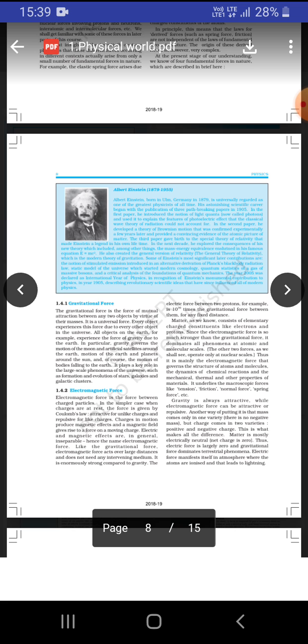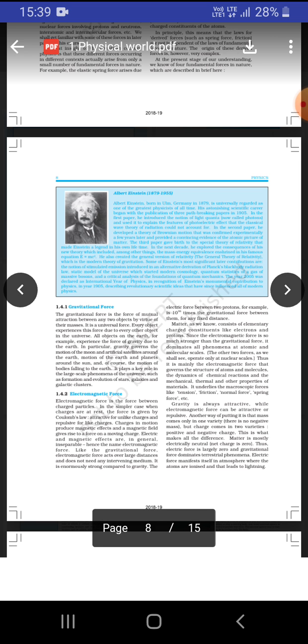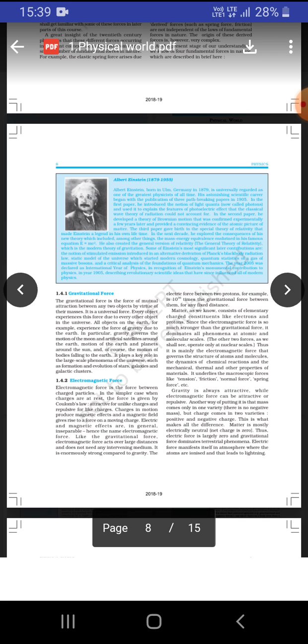And between gravitational force and electromagnetic force, the electromagnetic force is about 10 to the 36 times the gravitational force between them. And matter, as we know, consists of electrons, protons, elements, and the electromagnetic force is much stronger than the gravitational force. Electromagnetic force is so much stronger than gravitational force.